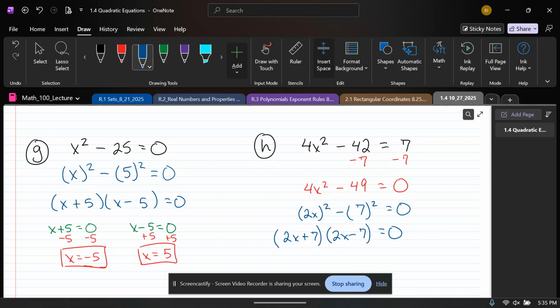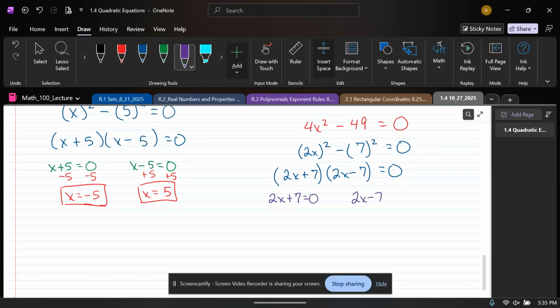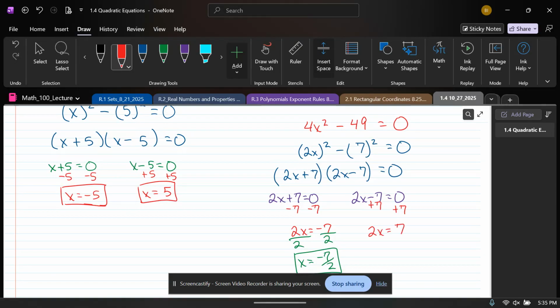Okay? But just rewriting it as a difference of squares lets us use our factoring to get our answer. So we're going to get two answers here because we got two factors. So we're setting 2x plus 7 equal to 0, 2x minus 7 equal to 0, and getting x by itself. So one of the answers is negative 7 over 2. And the other answer is positive 7 over 2.